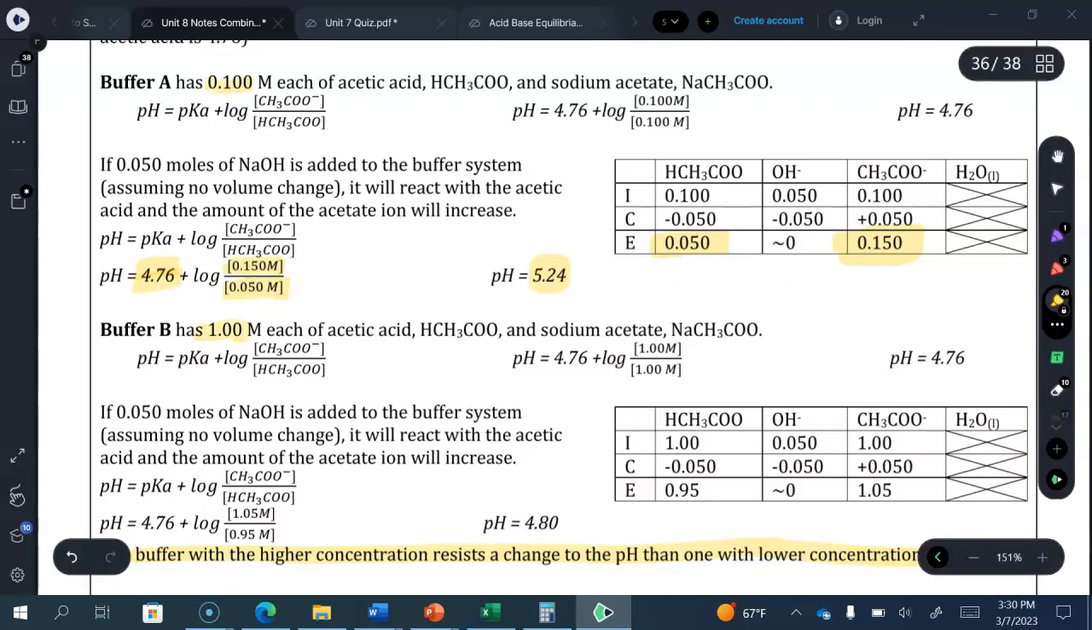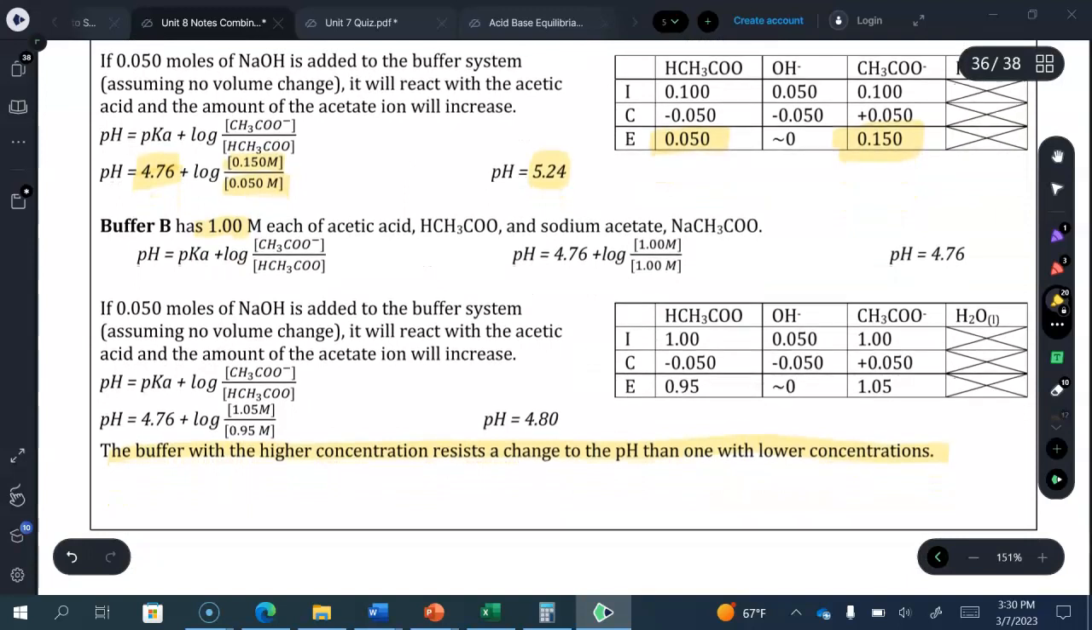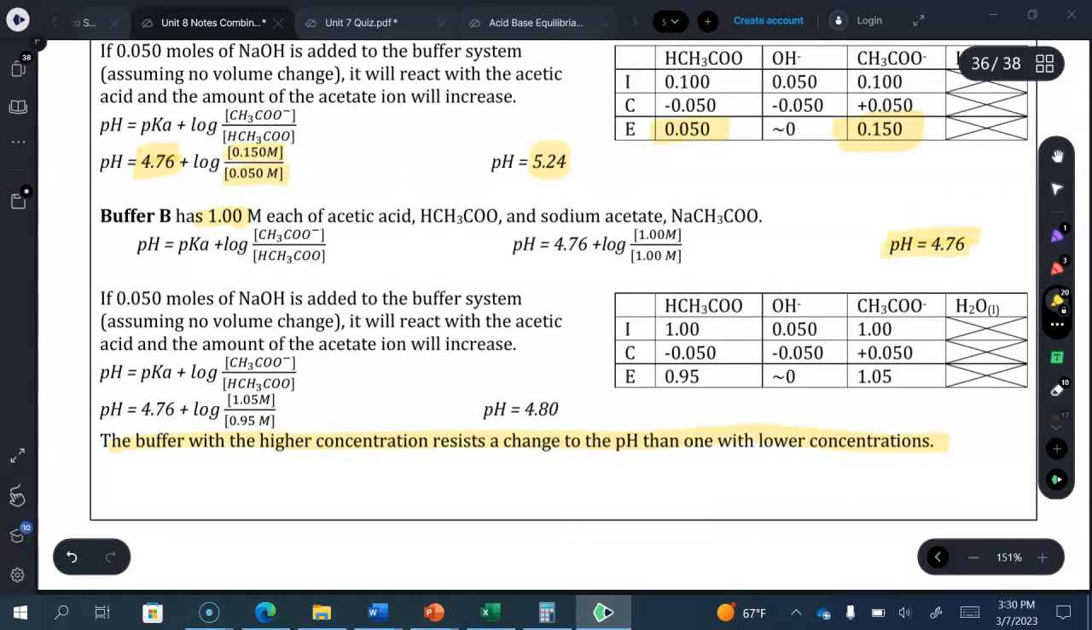However, if we use a buffer system that is 10 times more concentrated, we multiply this by 10, and we get both at 1 molar of each acetic acid and the sodium acetate ion, and the pKa is still the pH here. If we add 0.05 moles of the sodium hydroxide, it reacts with the acetic acid again, and the amount of the acetate ion increases once more. So our new ratios are given. When we plug them in, we see that that is still really close to a 1-to-1 ratio, and the pH reflects that, as it does not change greatly.